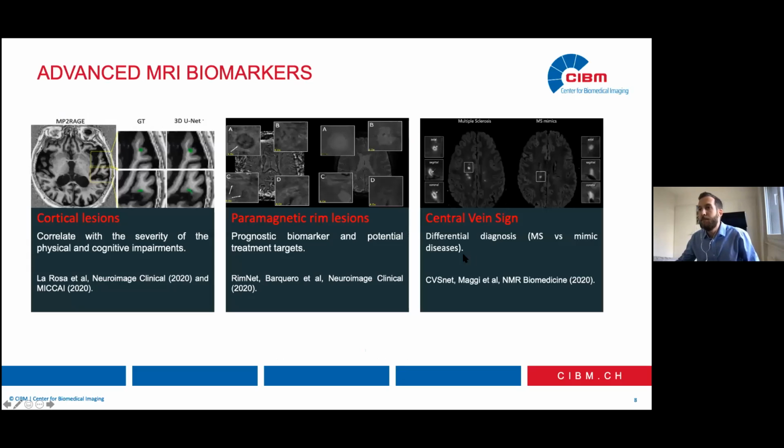Here I propose 3 examples of advanced MRI biomarkers, which we have been analyzing in our group. Starting from left to right, we have the cortical lesions, which seem to correlate with the severity of the impairments of the patients. Then in the middle, paramagnetic rim lesions, which consist of a prognostic biomarker. And finally, on the right-hand side, the central vein sign, which is a biomarker which helps differentiating MS from mimic diseases. For all 3 of them, we, as other groups, have proposed automatic or semi-automatic tools with the aim of helping their automatic detection or segmentation.